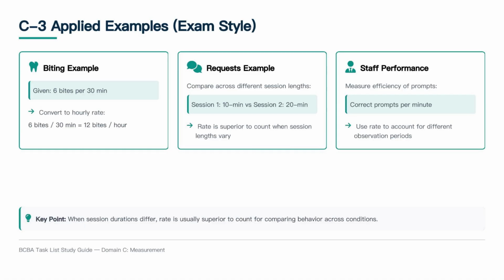If you see 6 bites in 30 minutes, convert it to a rate so you can compare across conditions. 6 per 30 minutes becomes 12 per hour. The same logic applies when comparing 10-minute and 20-minute sessions, and when measuring staff performance like correct prompts per minute, because rate keeps comparisons fair across different observation periods.